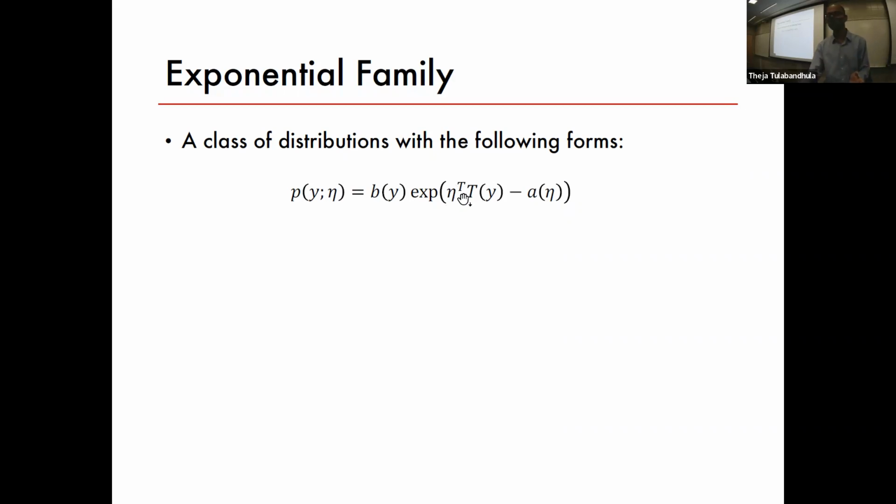It depends on eta and a function like T of y, an inner product between them. Then there is a third component, which is A of eta. It only depends on eta, doesn't depend on y. So this part doesn't depend on y. This doesn't depend on eta. And there's a part which involves eta and some function of y in a particular way, like an inner product, but it's in the exponent.